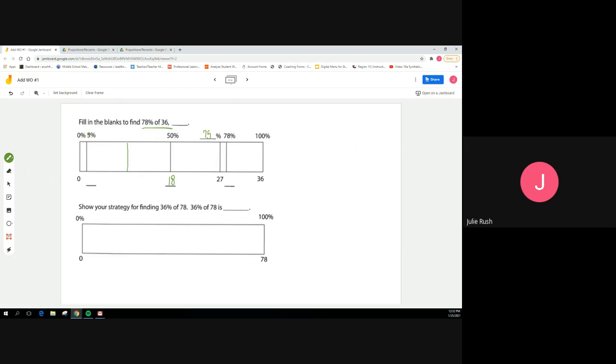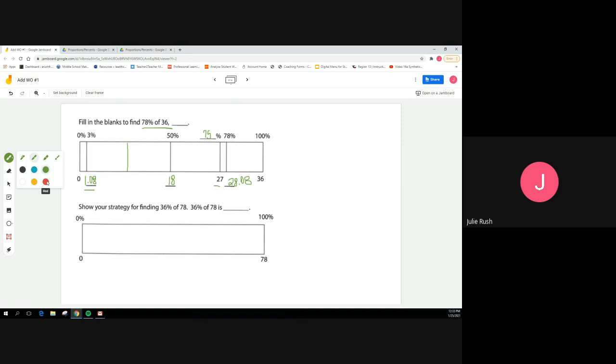I did my 3%. I used 1.08 just because I had it from the last one, okay? So I didn't resolve that one. If we were having to solve that one again, we would go down to 10, the 30, and then back, just like we did before. And then we just have to add our 3%, which is 1.08, and our 75%, which is 27. And 78% of 36 is 28.08.